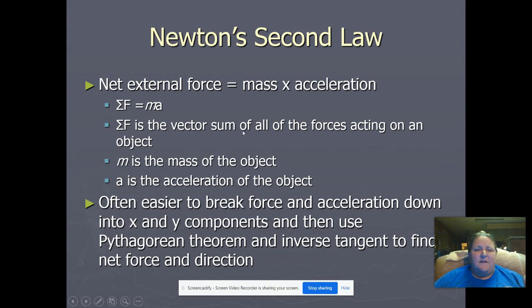F is the vector sum of all the forces acting on an object. Okay, it's all the forces. M is mass, A is acceleration. We just talked about acceleration in the last chapter. And at some point, we will be breaking down the force and acceleration into x and y and using Pythagorean's theorem to find net force and direction. Don't panic on that part because I will show you how to do it when we come to it. So, Newton's second law.